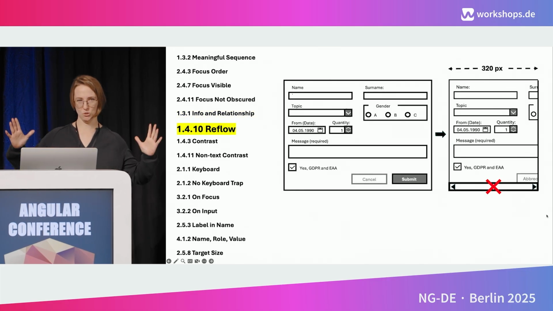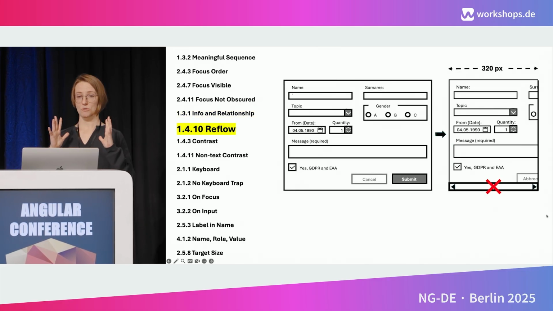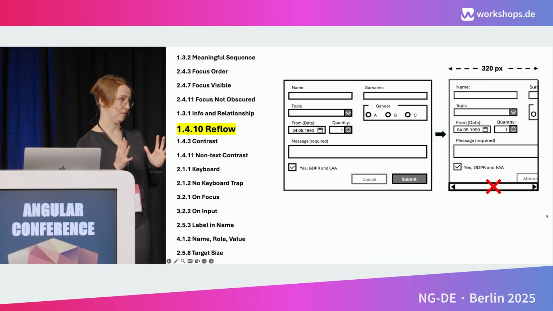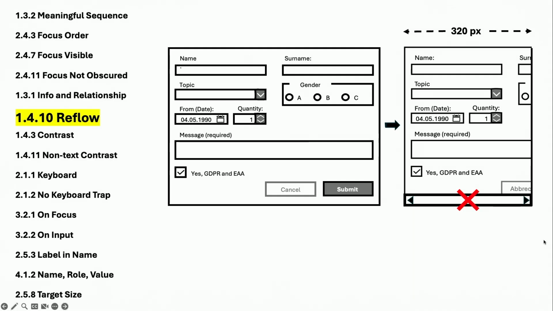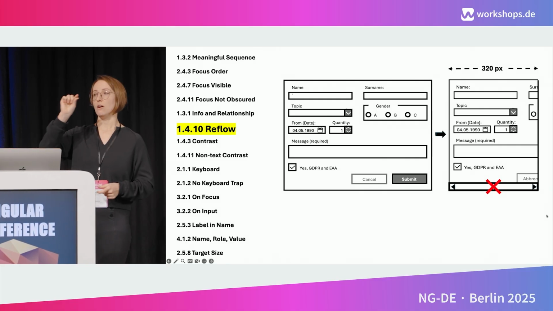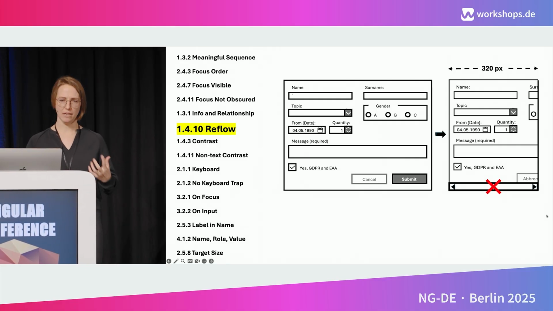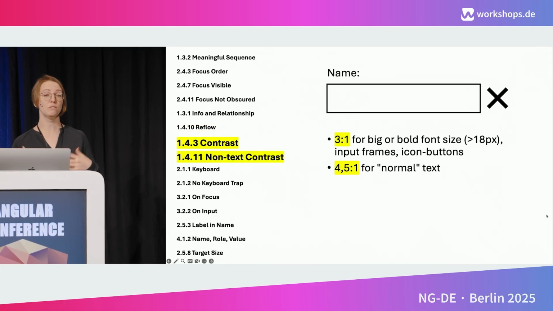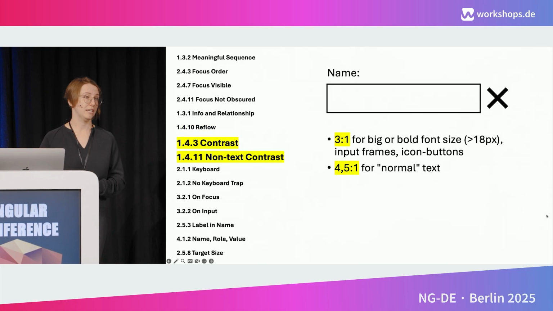Next one, if you squash your website to 320 pixels, it should not scroll in both directions. Why? Because people with, for example, tremor might have a hard time scrolling up and down or to the left and to the right at the same time, staying on the same line in your text. So it's really hard. But it's also basic responsibility in responsiveness. So it's actually something that I'm sure you're already doing.